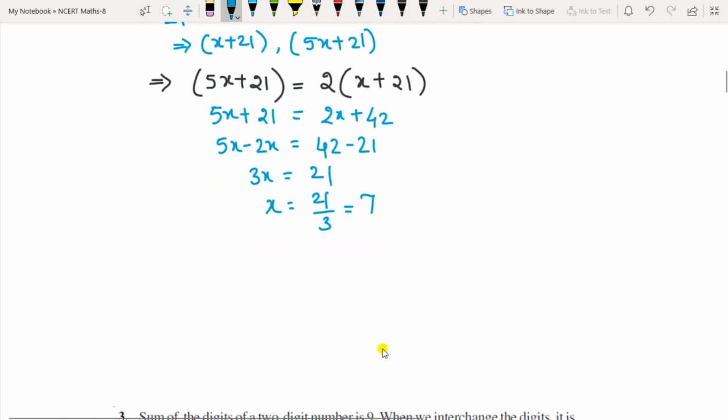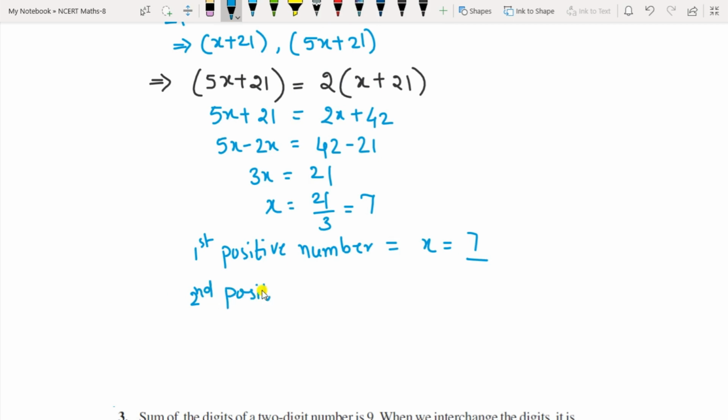So now you have to find the positive numbers. So the first positive number is x equal to 7 and the second positive number was 5x, that will be equal to 5 into 7, so that is 35. So 7 and 35 are the required numbers.